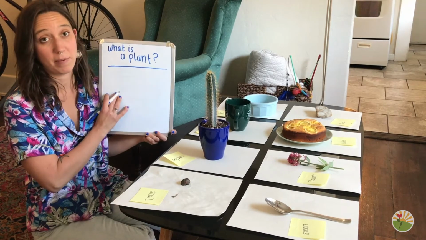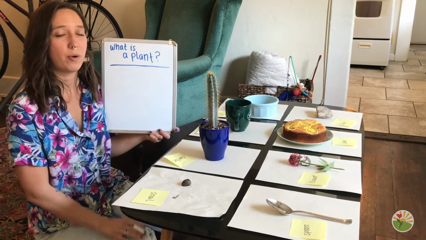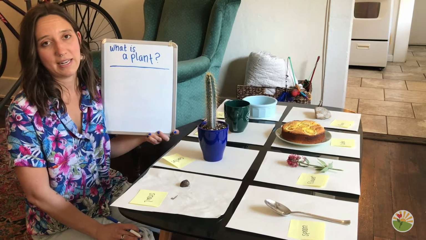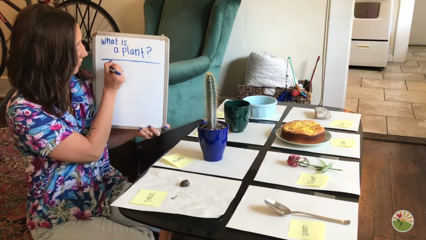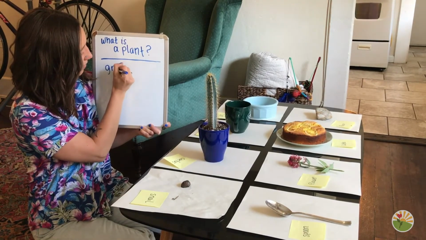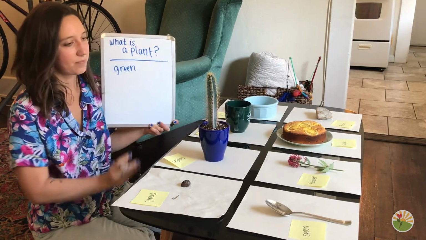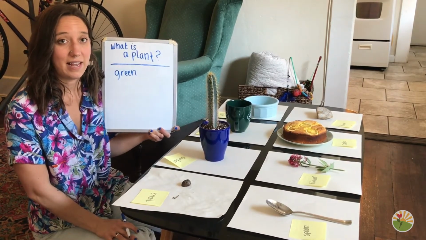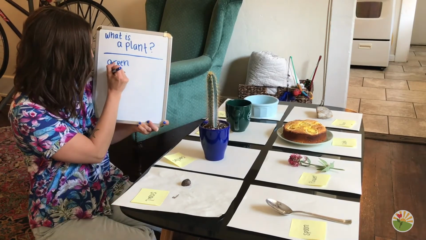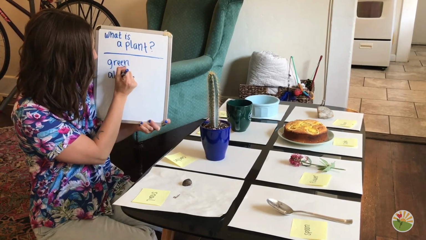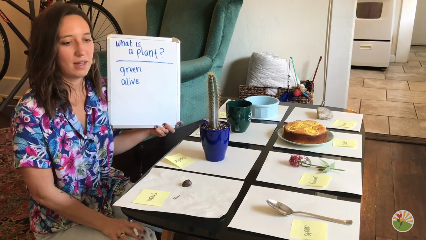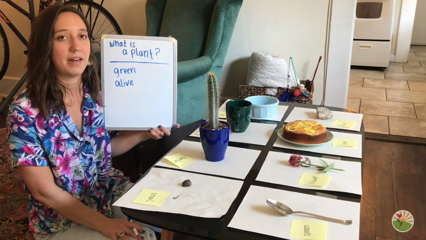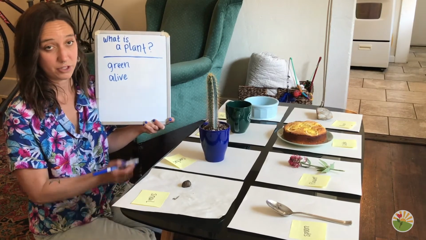So I'm going to start by making my list. So when I think of plants, one of the things that comes to mind is they are green. Another thing when I think of plants is they are alive. And let's see, I think of where they grow, and I know that plants like to live in the dirt.